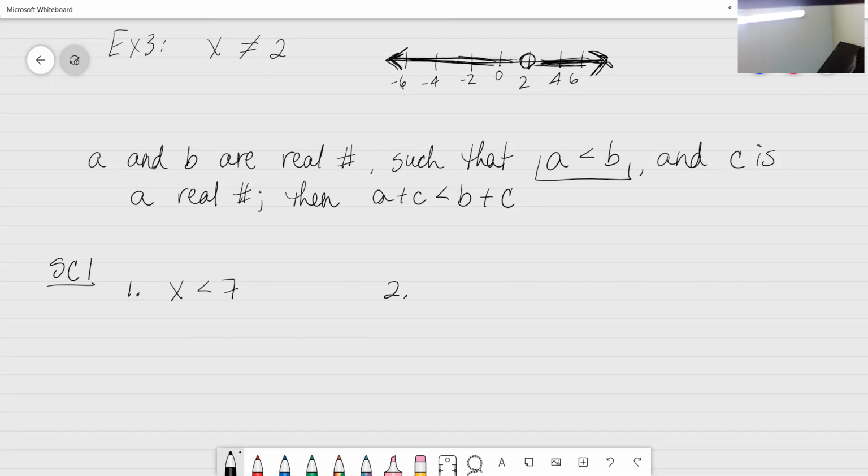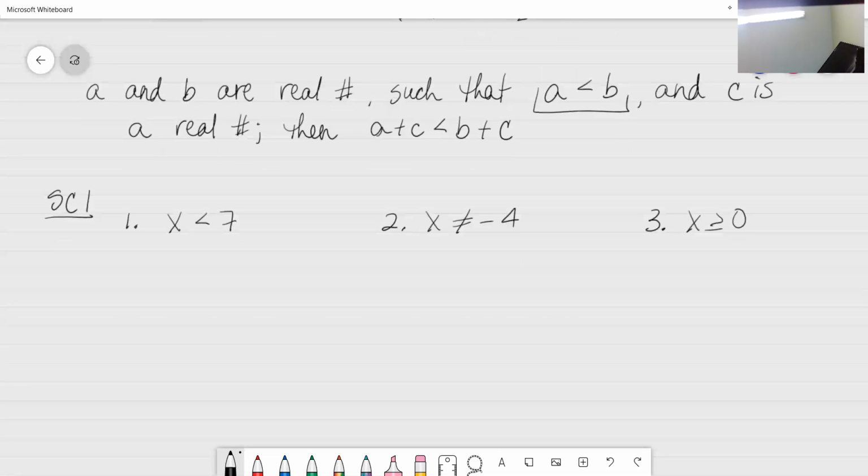2 tells us that x is not equal to -4. And 3 tells us that x is greater than or equal to 0. So for these 3, I'd like you to pause the video. If you haven't already looked at this and tried these, I want you to pause the video and try these. Graph them on a number line and then start the video back up and see how you did.